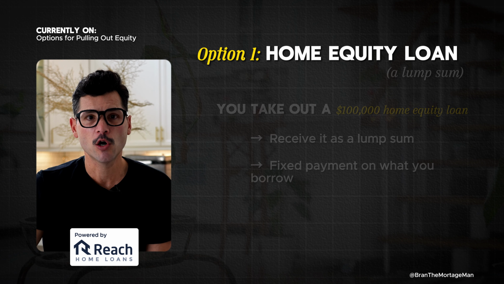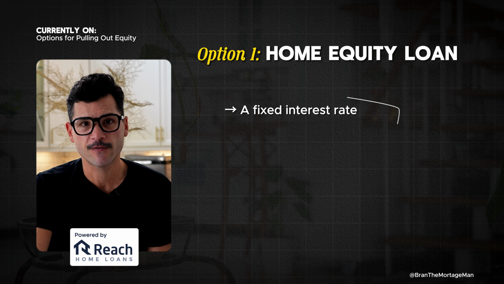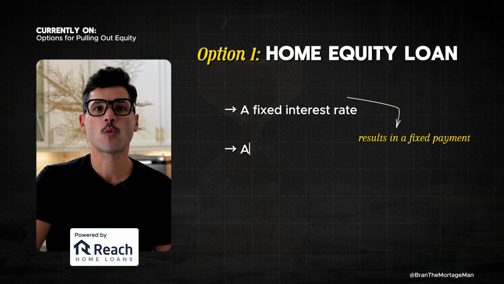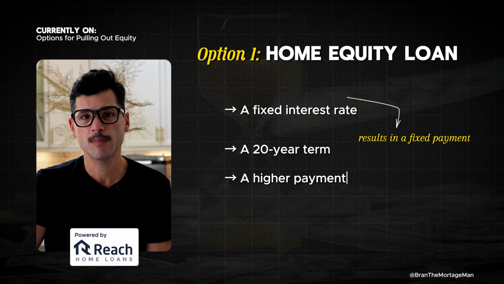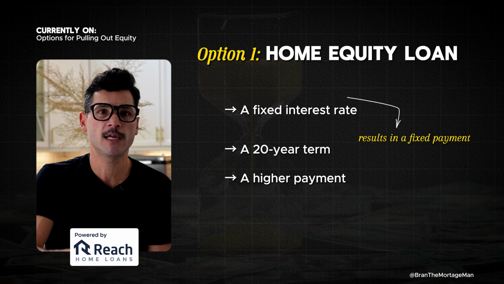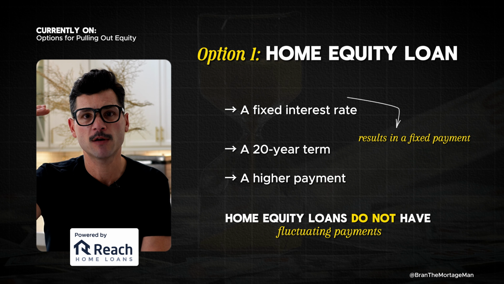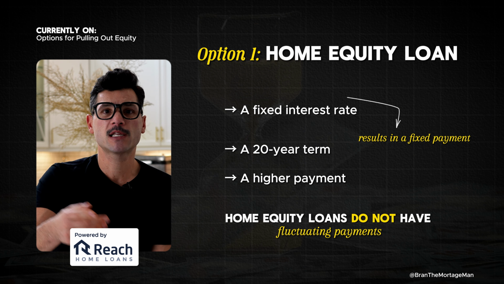Typically, a home equity loan is going to have a fixed interest rate. That's why it is a fixed payment. And in most cases, it's a 20-year term. So it's a little bit higher payment because it's stretched out over 20 years versus 30, but you don't have to worry about the payment fluctuating month after month or anytime the rates adjust.